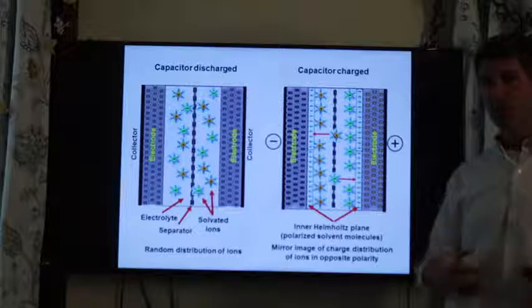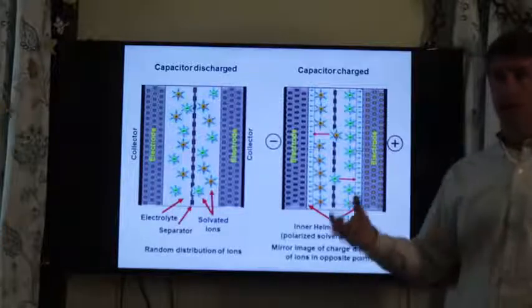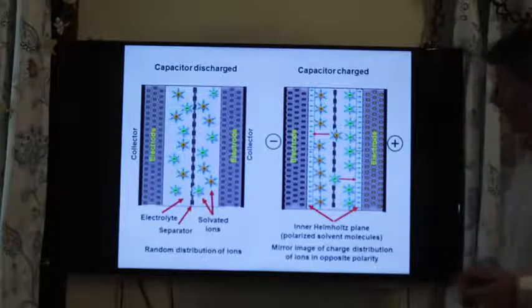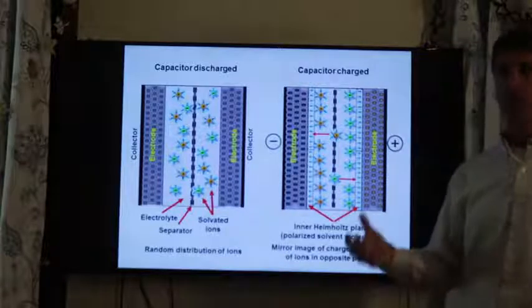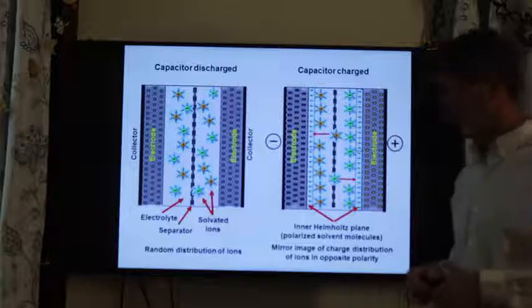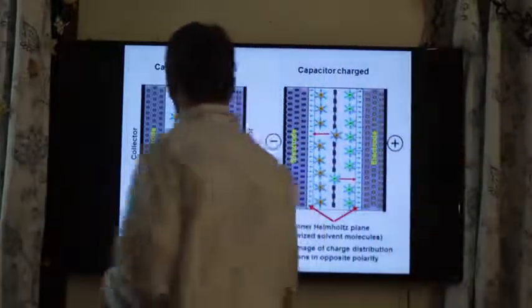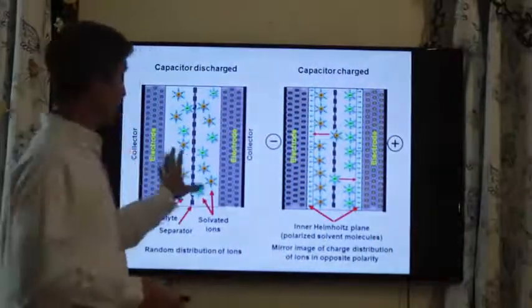It can discharge not quite as fast as a capacitor, but much faster than a battery. It can store quite a bit of energy, but not to the energy density that we get with a battery. Okay? And again, you can see this when the capacitor is discharged.